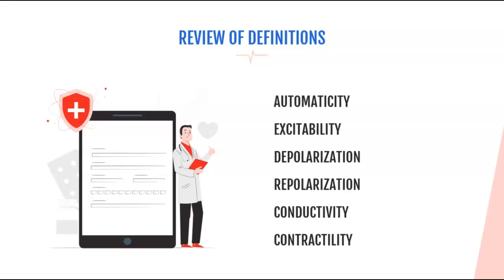Conductivity is the ability to send an electrical stimulus from cell membrane to cell membrane, and contractility is the ability of the atrial and ventricular muscle cells to shorten their fiber length in response to electrical stimulation, which causes sufficient pressure to push blood forward through the heart. In other words, contractility is the mechanical pumping activity of the heart.